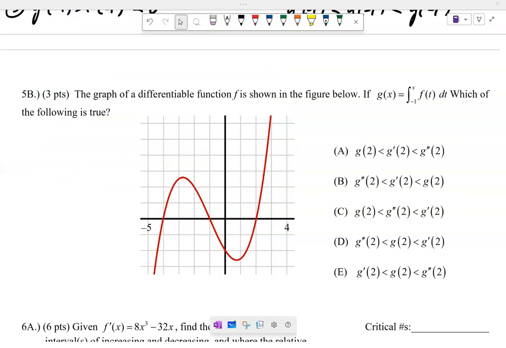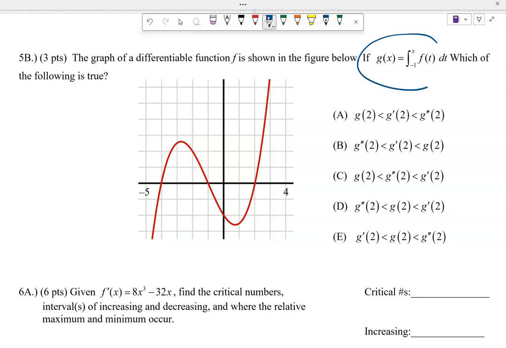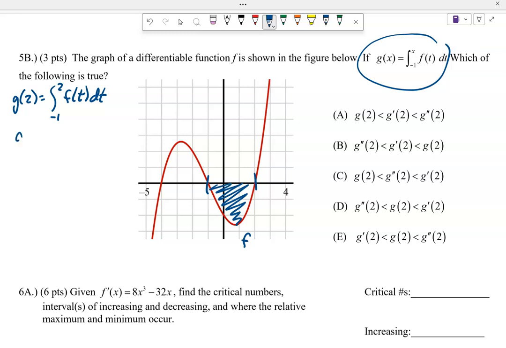Let's take a look at this on 5 part B here. Let's do this similarly. Notice I have g of 2's over on the right as my options. So let's go ahead and use this first of all by just plugging 2 in. So 2 is my x. So I get negative 1 to 2 of f of t dt. Notice this is the function f here, right? So from negative 1 to 2, the integral, now it's underneath the x-axis. So that's going to spit out a value less than 0, right?